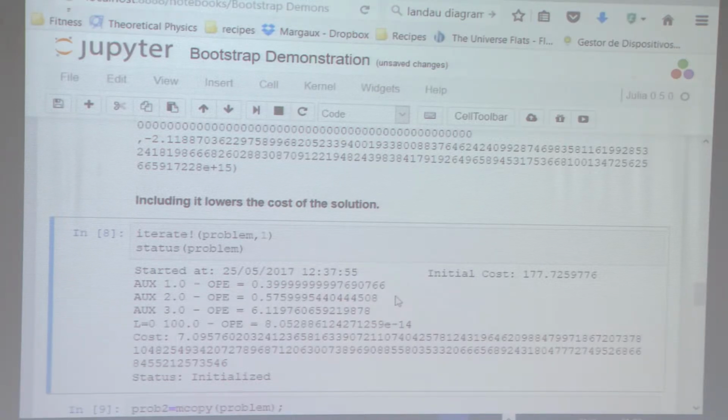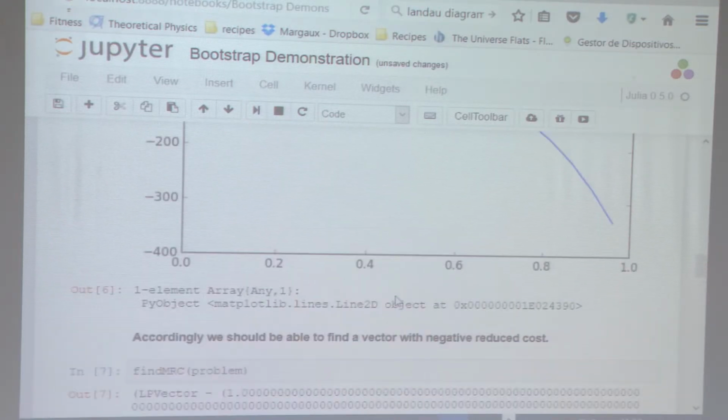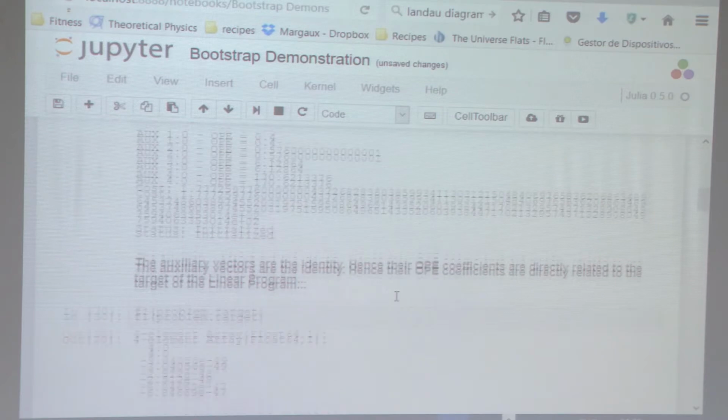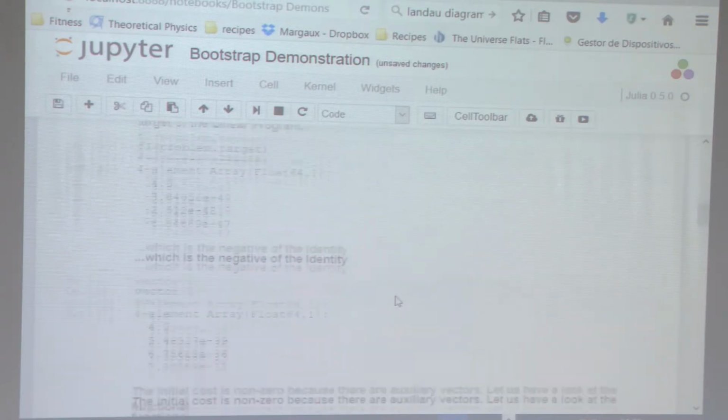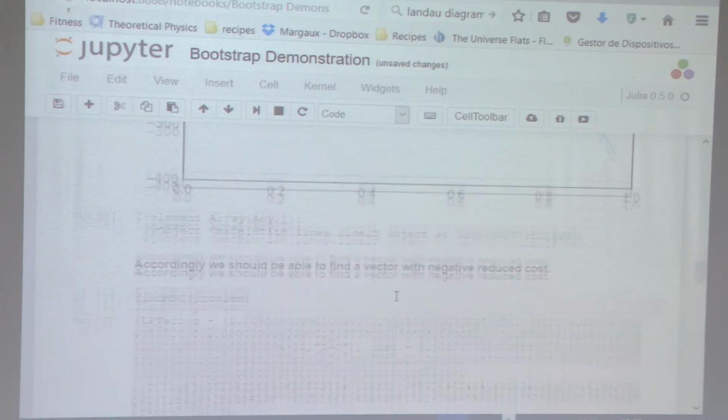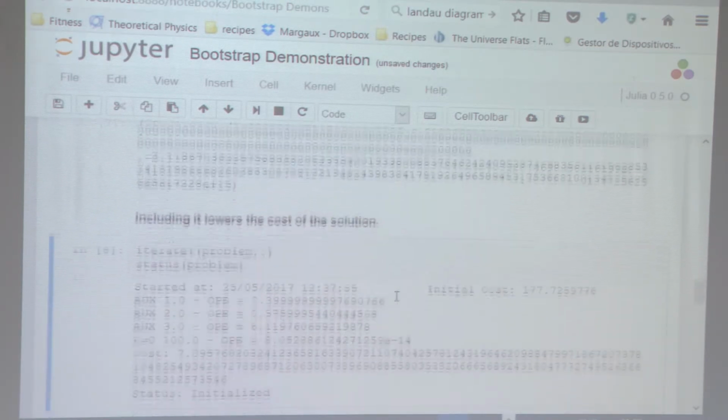If you include it, after 1 step of simplex, you see that now you have 3 auxiliary vectors and the new vector, which is a vector of spin 0 and dimension 100, which is my cutoff. The cost is now up there, but the cost has decreased. Here it's 7, and before it was 177. So it decreased by a factor of about 100.